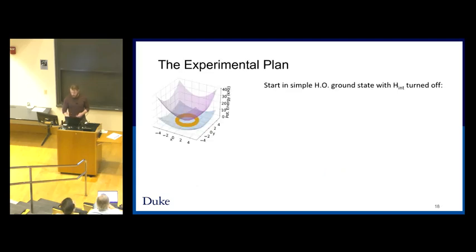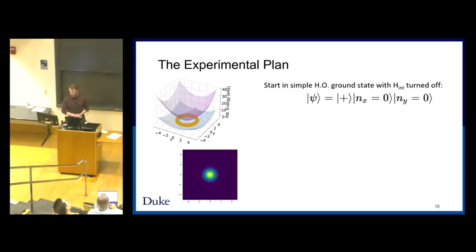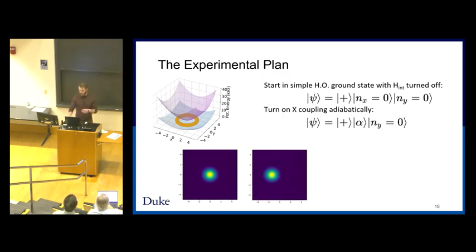which is essentially just to start in the harmonic oscillator ground state. So that's just the spatial distribution shown here. And then we're going to start in the plus state of the spin, and that's because it's the eigenstate of sigma x, and it's going to naturally follow one of those double well potentials as you turn on the X coupling of the Jahn-Teller Hamiltonian. And so you'll see it just gets dragged off to the left right there.